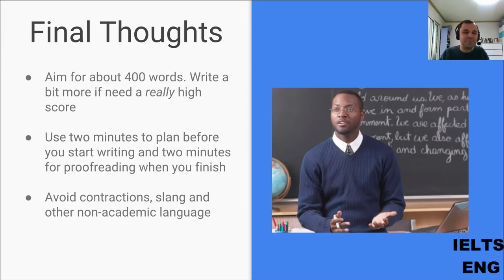Use 2 minutes to plan before you start writing. So just sit down and make a few notes. And then at the end, use 2 minutes for proofreading. A lot of my students forget to do proofreading. It's really important. It's time well spent. Even the highest level students make sloppy mistakes that they can self-correct in the proofreading stage. Do your best to save 2 minutes for proofreading.